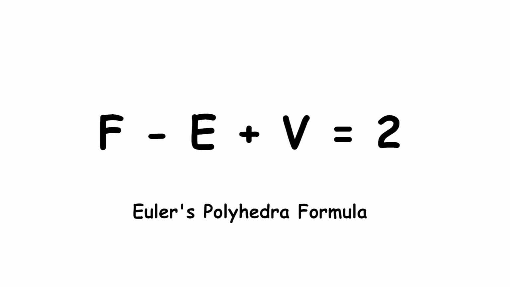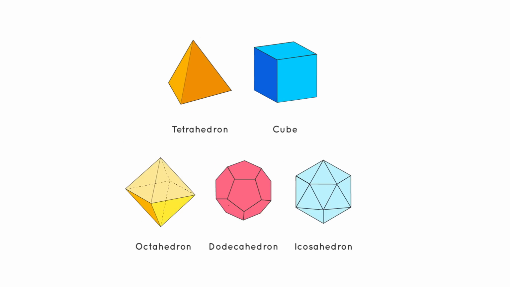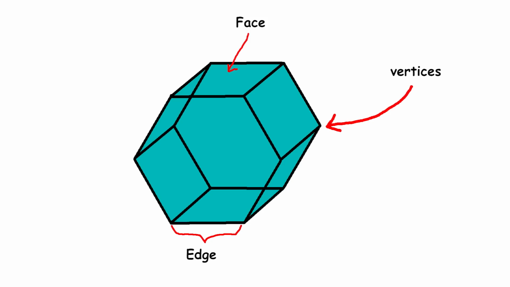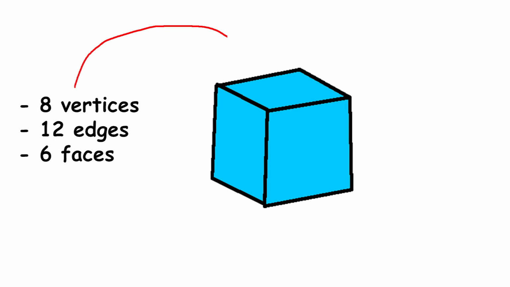Euler's polyhedra formula. A polyhedron is a 3D shape made up of flat polygons. The corners of a polyhedron are called vertices. The lines connecting the vertices are called edges, and the polygons covering it are called faces. For example, a cube has 8 vertices, 12 edges, and 6 faces. If you add the number of vertices and faces together and subtract the number of edges, you always get 2. This is true for any polyhedron no matter how many faces it has.